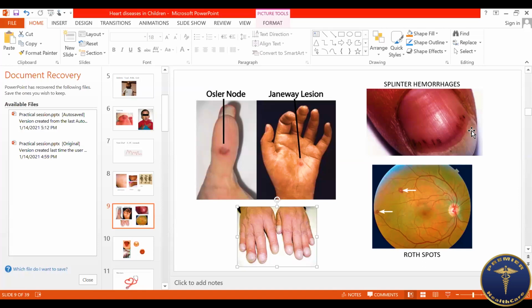And then if you are skilled enough, you will examine the eye. There's a specific way how you would examine the eye. That is called fundoscopic, ophthalmoscopic examination, right? Ophthalmoscopic examination. So there you will check something called Roth spots, right?